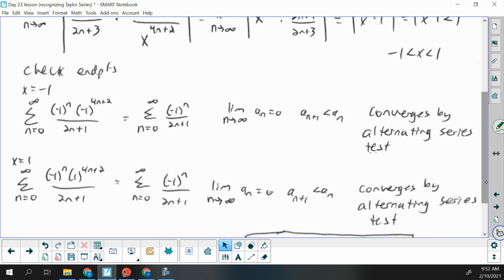Well, if you neaten up that numerator, you'll have -1 to the 5n plus 2. But when you have 5n plus 2, when you sub in 0, you get back 1.